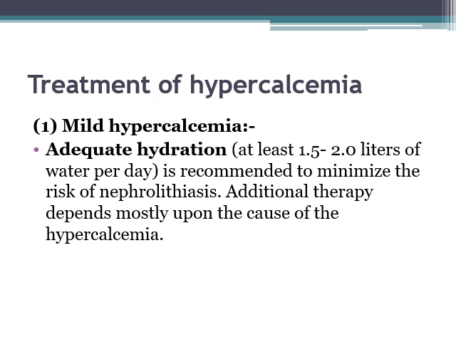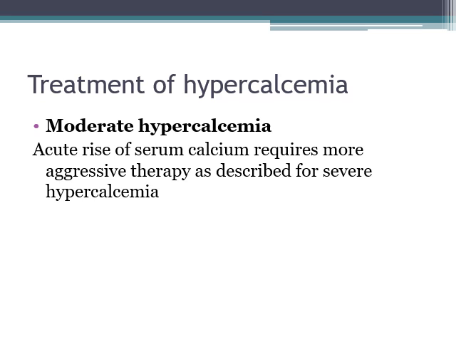For the treatment of hypercalcemia, in mild hypercalcemia, adequate hydration or adequate water intake from 1.5 to 2 liters of water per day is recommended to minimize the risk of nephrolithiasis and renal stones, plus treatment of the cause of hypercalcemia. For moderate hypercalcemia, also treatment of the cause, and it may require more aggressive therapy, as it will be described in severe hypercalcemia.